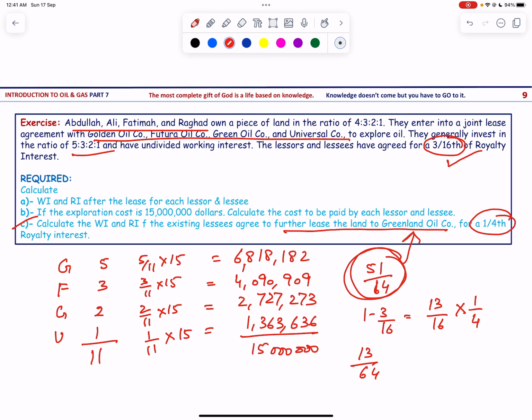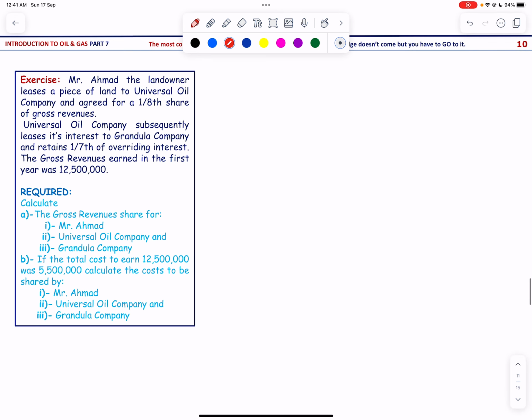Let us now move on to another exercise. Mr. Ahmad, the landowner, leases a piece of land to Universal Oil Company and agrees for 1/8 share of gross revenue. Universal Oil Company subsequently leases its interest to Grandula Company and retains 1/7 of overriding interest. The gross revenue earned in the first year is 12,500,000. We have to calculate the gross revenue to be shared by Mr. Ahmed, Universal Oil Company and Grandula Company.